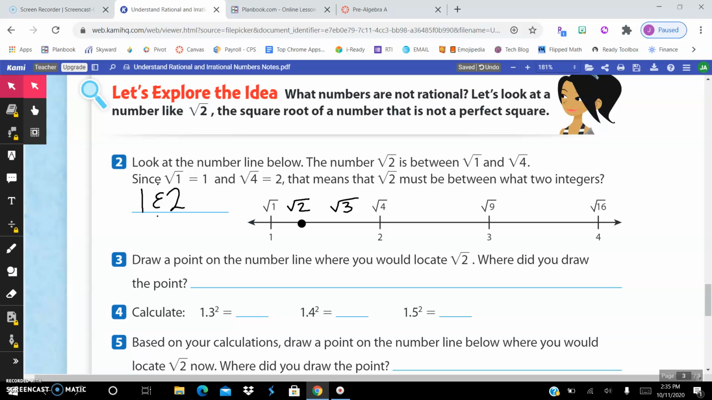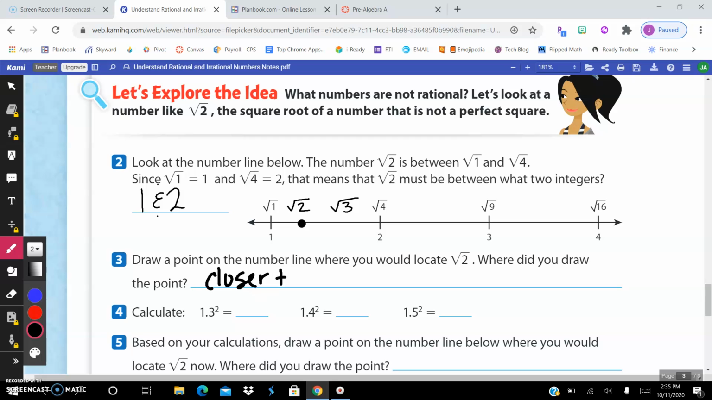Number 3, draw a point on the number line where you would locate square root of 2. And where did you draw the point? I just did that for you. And where did we draw it? We drew it closer to 1, but between 1 and 2.